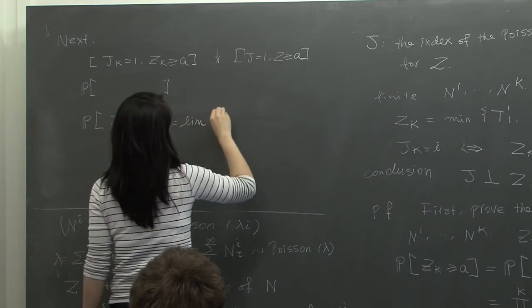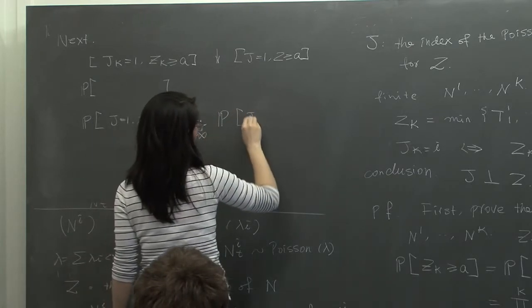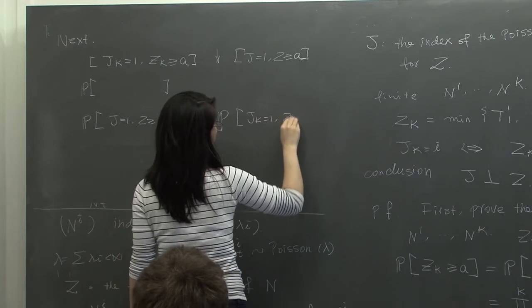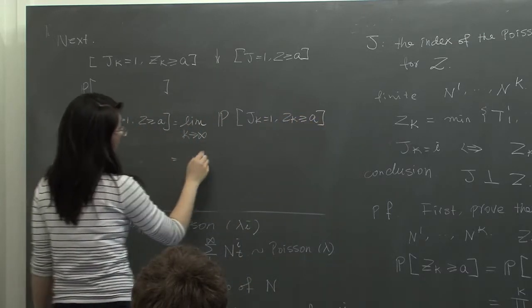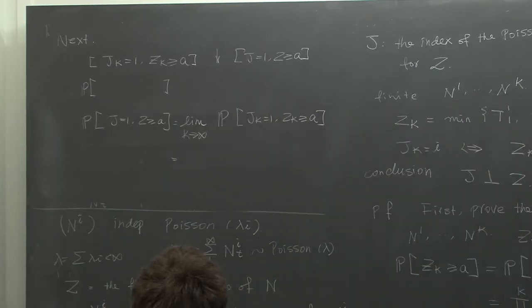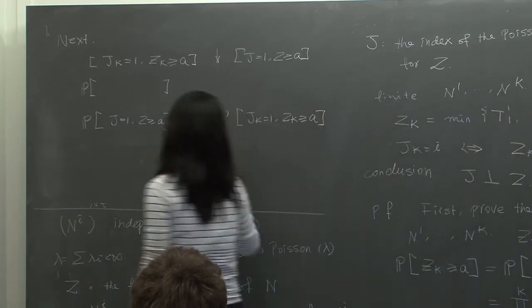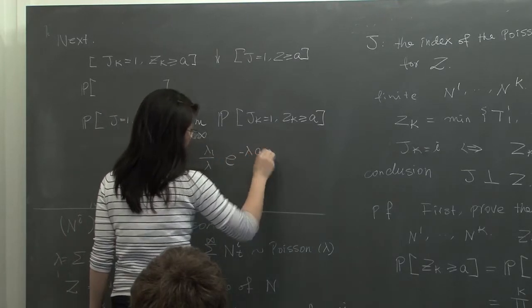Is just the limit of the left-hand side. And this probability we already know. So it is given by this formula. And now we let k go to infinity. It will give us lambda 1 over lambda e to the power minus lambda a.